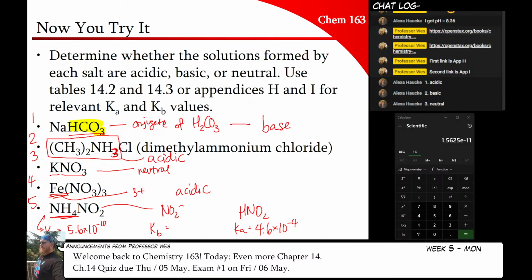So the Kb must be Kw divided by that. So Kw divided by 4.6 times 10 to the -4. 2.2 times 10 to the -11. And then we just compare these two. This one is bigger. So we would say that number 5 is also acidic.